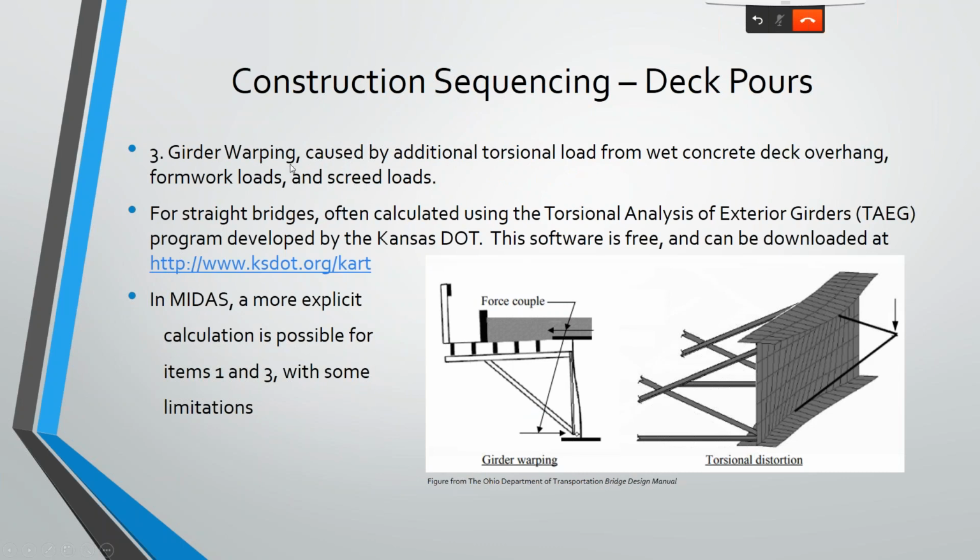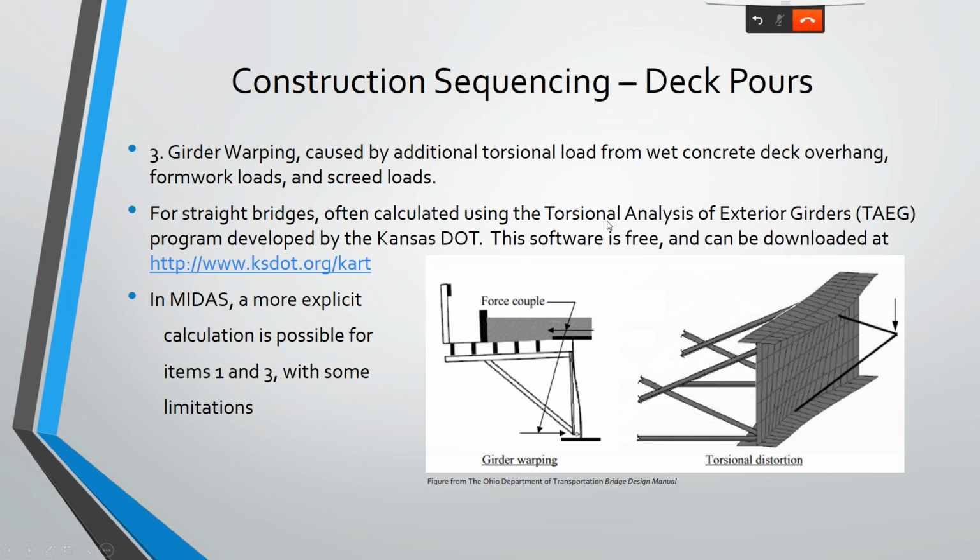And the third is girder warping. This is just the torsion between cross frames, so these are your brace points. Because you have a bracket out here and you're twisting it, there's going to be distortion in between the lateral bracing. This is the one most explicitly modeled within Midas that we are doing. There's also screed loads, which is from the screed machine that sits on that as well.